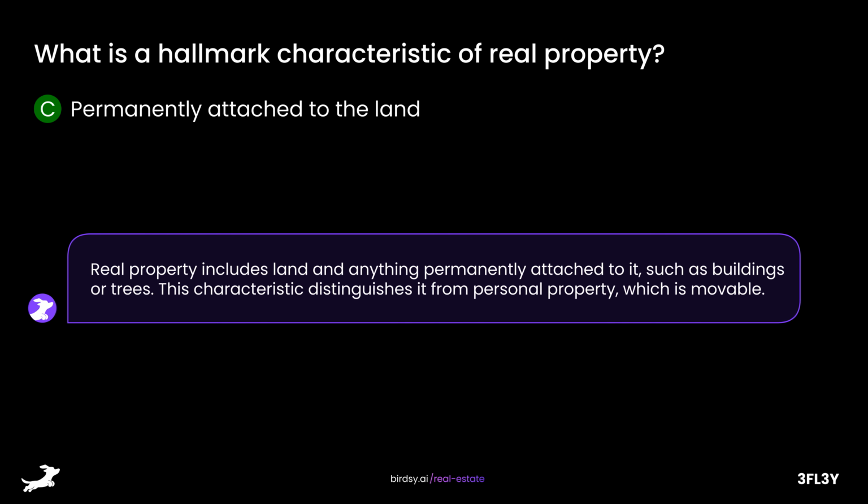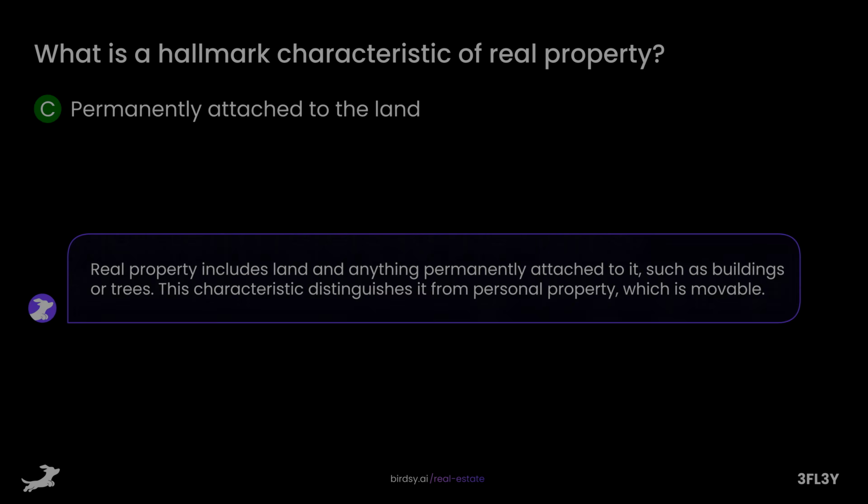Real property includes land and anything permanently attached to it, such as buildings or trees. This characteristic distinguishes it from personal property, which is movable.